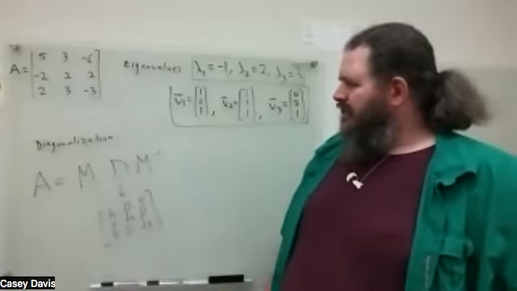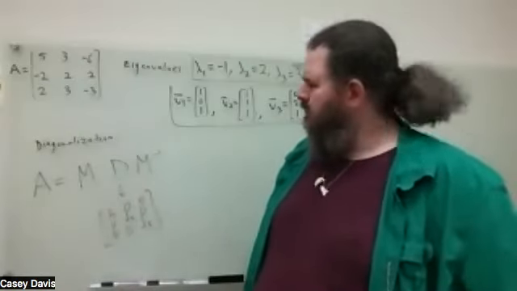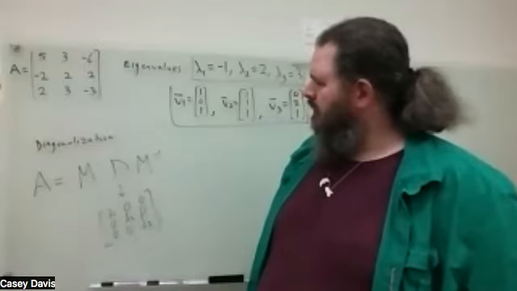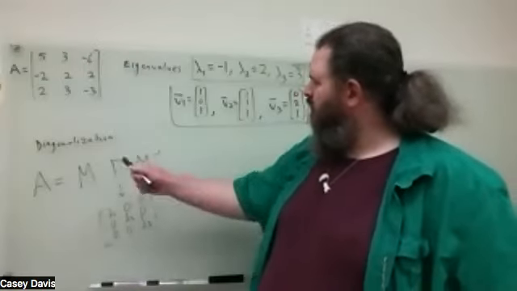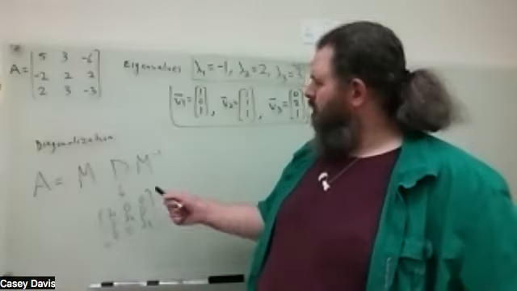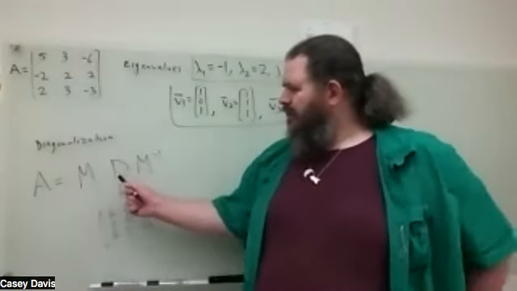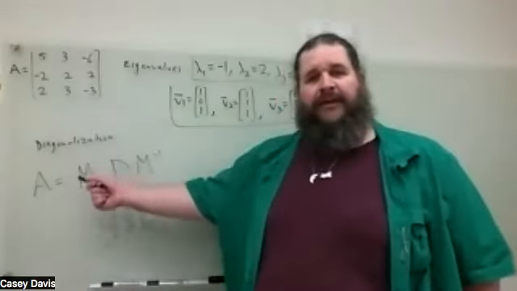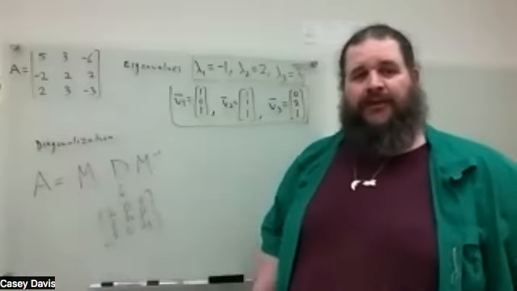So that's the main idea here. We want the diagonal matrix flanked by a matrix on the left and the inverse of that matrix on the right side.